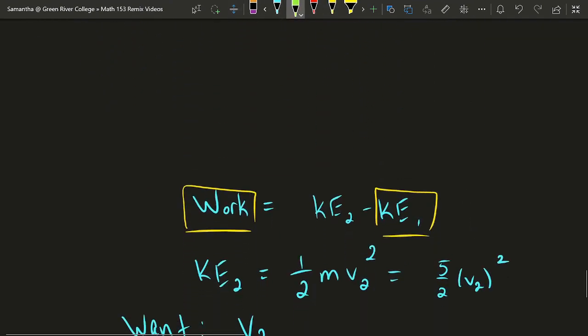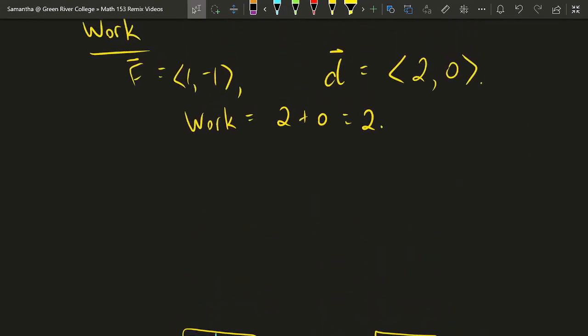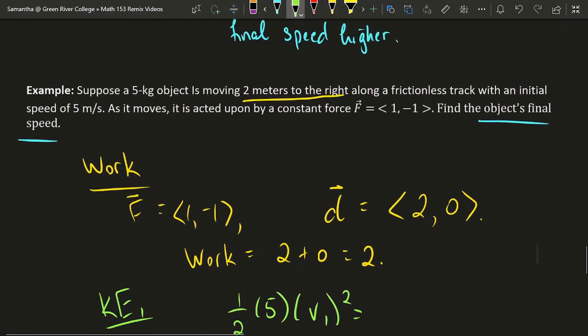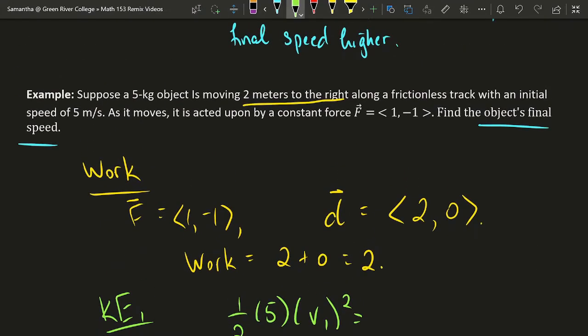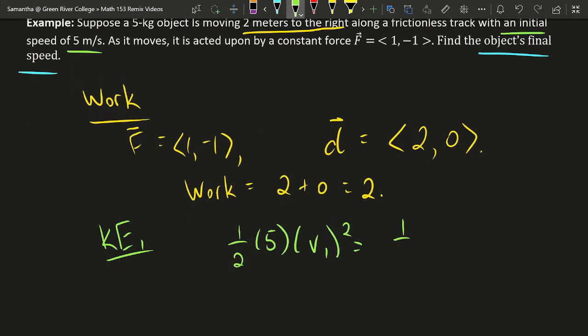Now, looking at this equation here, the next component I need is KE1, the initial kinetic energy. And I know that this is given by 1/2 times the mass of the object times the initial speed squared. So let's search the problem. The initial speed is given by 5 meters per second. So plugging that in, I get 125 over 2 joules for the initial kinetic energy.